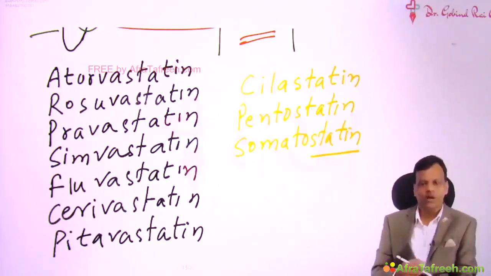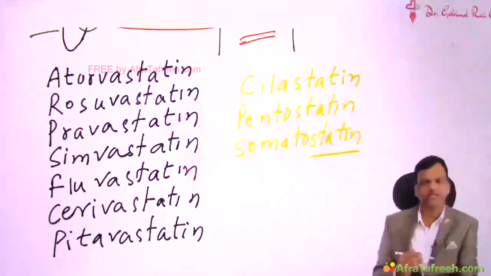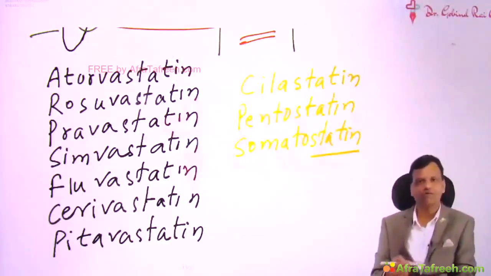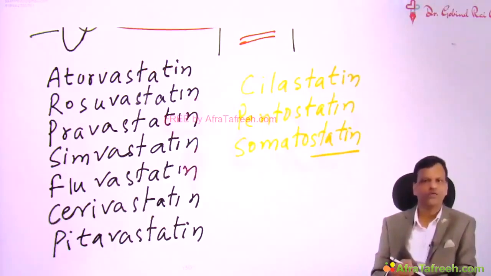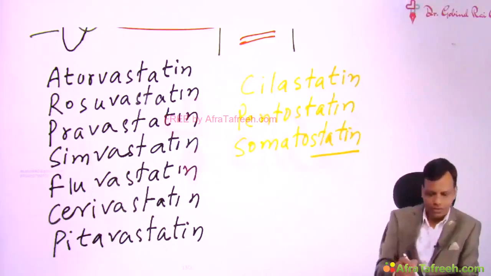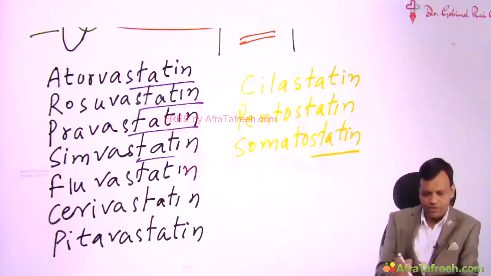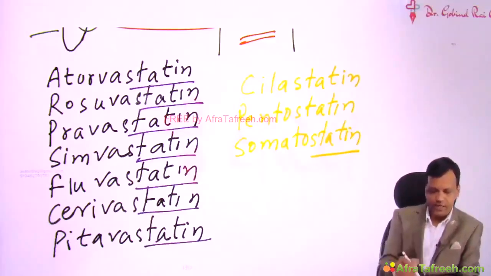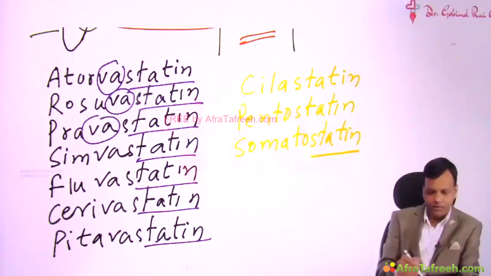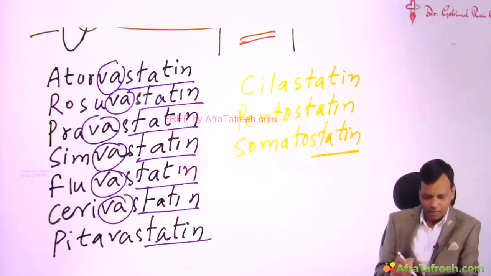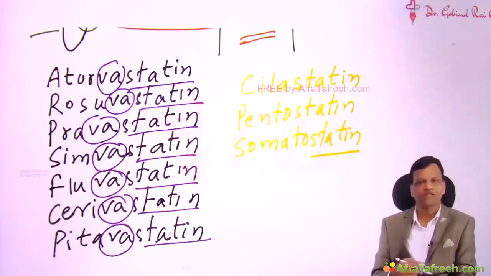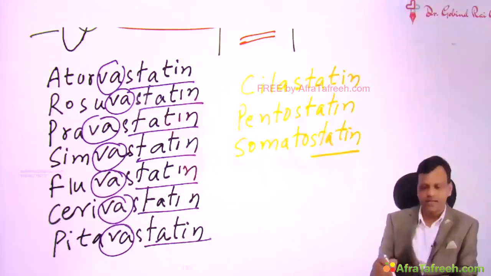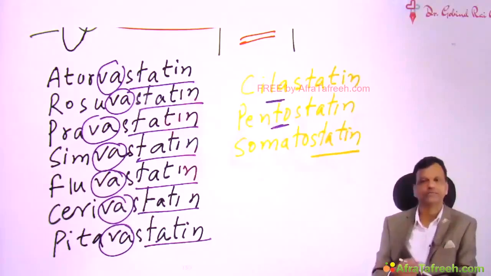So an MCQ asked is: all of the following are HMG-CoA reductase inhibitors except, and they will give all four statins in the options. So you need to identify which one is actually a statin and which is not, and you can answer if you look at the names carefully. All these statins, if you see carefully, have "va" before the statin. So remember, a statin is a statin only if it is vastatin. If it is not ending with vastatin, it is not a statin. Like this is a lastatin, this is a tostatin. So it must be ending with vastatin.